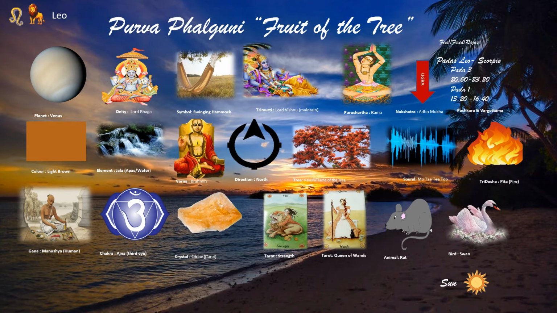This is the flashcard of the Purva Phalguni Nakshatra, which is fruit of the tree. And we've spoken about some of them already. We've spoken about the planet Venus, the deity Lord Bhaga, the symbol, which is the swinging hammock, and also the two front legs of the marriage bed. We spoke about the Pushkara and Vargotama padas being started from Leo to Scorpio. We went through a little bit of the tarot card strength and the tarot card Queen of Wands.